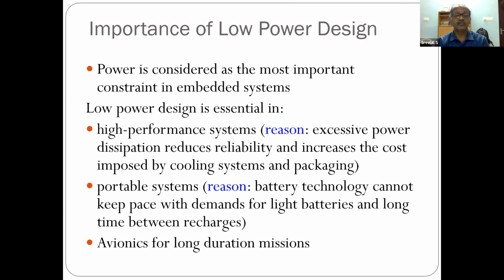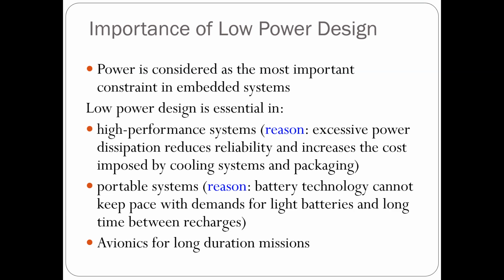So the importance of low power design, that is the first topic that we have to deal with. Power is considered as the most important constraint in embedded systems. We all know that power is a very key factor in the design of embedded systems. Now, low power design is essential for high performance systems. The reason is that excessive power dissipation reduces reliability and increases the cost imposed by cooling systems and packaging. And also it is important for portable systems. The reason is that battery technology cannot keep pace with demands for light batteries and long time between recharges.